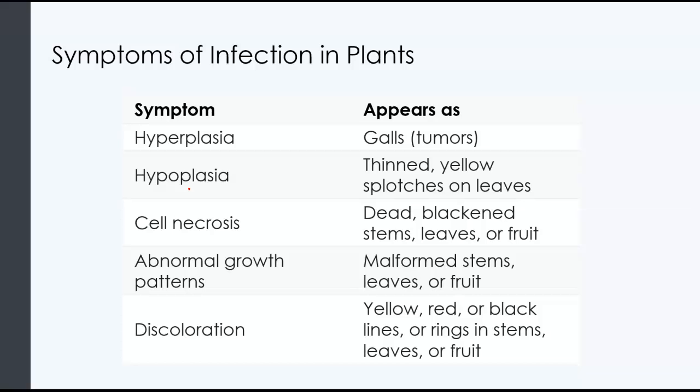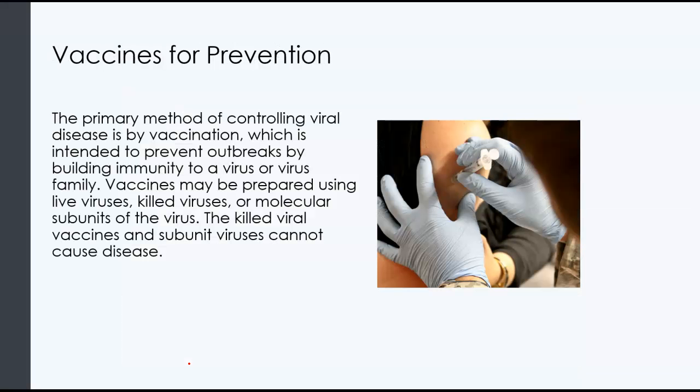Hypoplasia means that the plant is thinning. Maybe it has yellow splotches on the leaves, and it's actually withering and getting smaller. Necrosis is when areas of the plant are dead, and we've all seen that blackened area on stems, leaves, and fruit. Abnormal growth patterns, malformed stems, leaves, or fruit, and then discoloration, different colors in different parts of the plants.